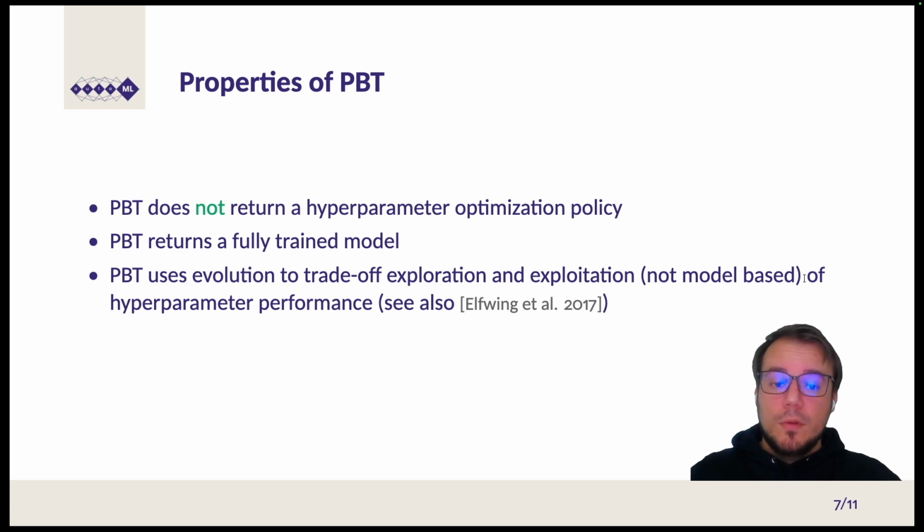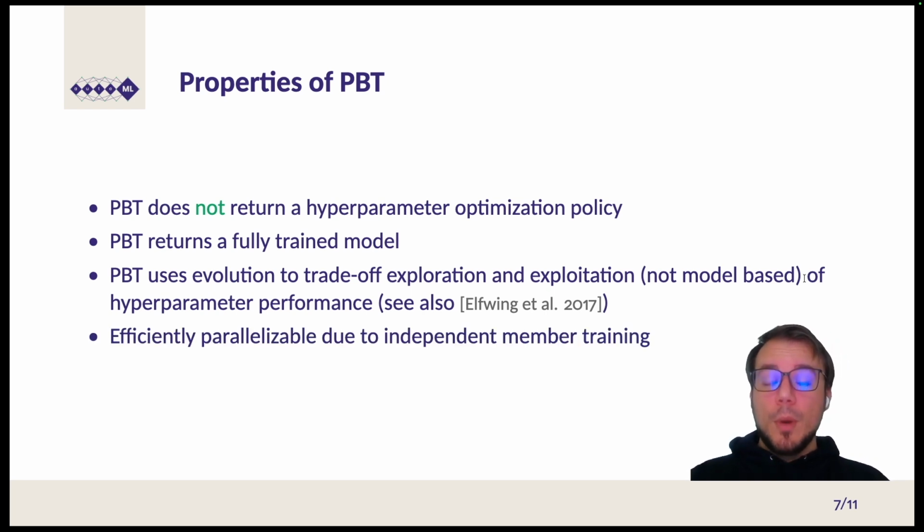Now, PBT uses evolution to trade off this exploration and exploitation and is not model-based. So we could make more use of something like Bayesian optimization, as we will see, to get more improvement. But a nice property of PBT is that it is efficiently parallelizable because we just have these independent member training runs and we just really need to communicate via the disk. So we just dump our weights and hyperparameter values to disk. And if we want to replace bad performing members, well, we just load them from disk. And the same thing goes for the performance value as well. So it's very easy to implement.